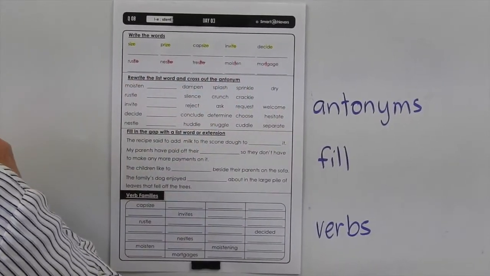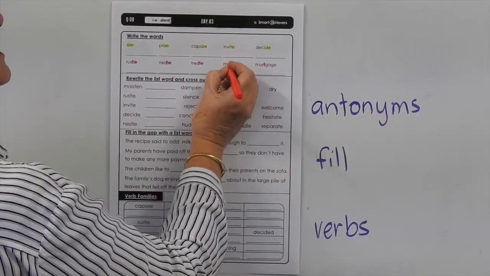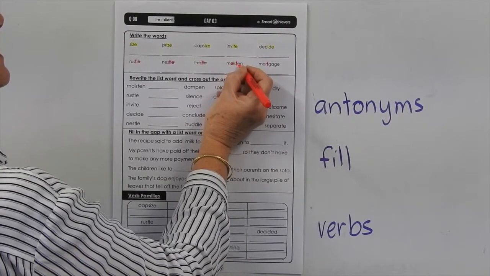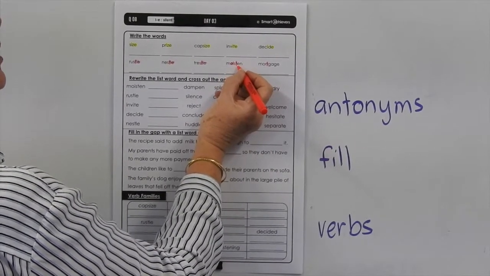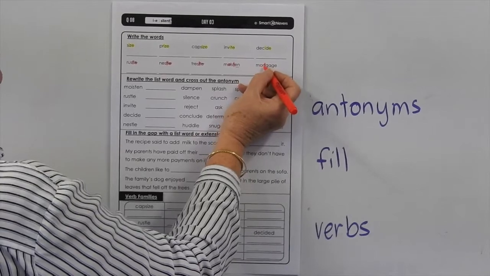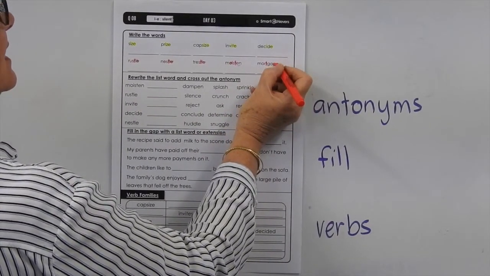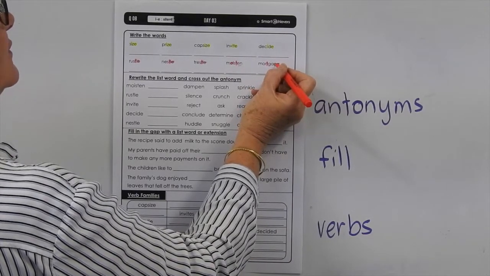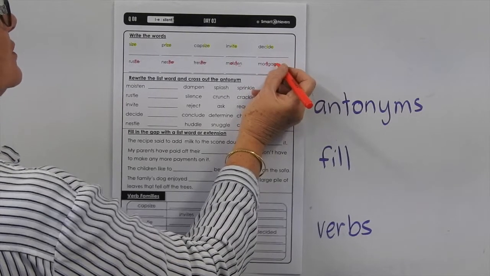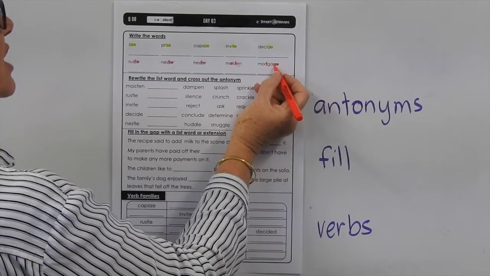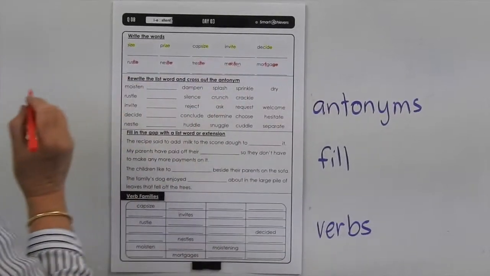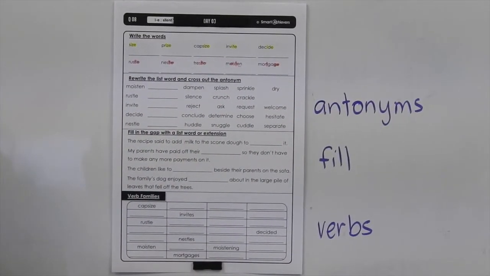Now moisten, you've got the OI in the middle of moist, and then we're adding the schwa sound at the end. You have to know to write EN there. Mortgage, you've got the silent T. The G at the end is making, because it has the E after it, it's making the soft sound J, because we can't have English words end in J ever. So we use the GE for the J sound at the end of a word.